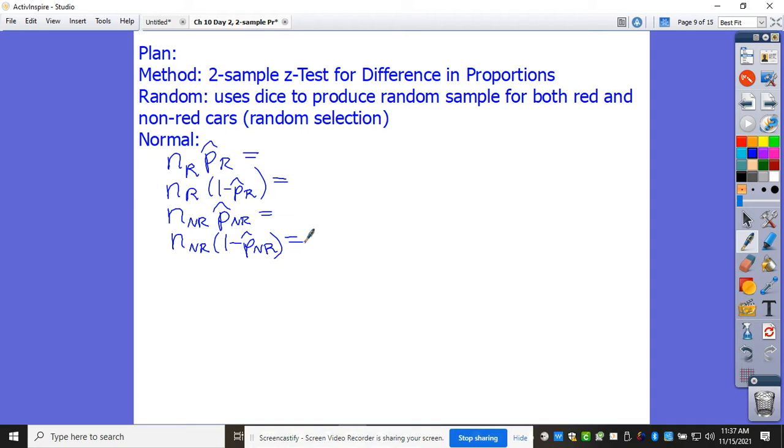All right, so how many of the first one were there? So lowercase n means in my sample. So how many red cars were there in my first sample? How many driving too fast red cars were there? 18. Well, that was out of 28. So in my sample of red cars, how many of them were not driving too fast?